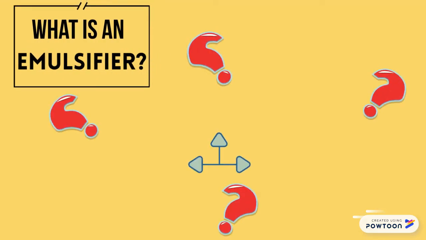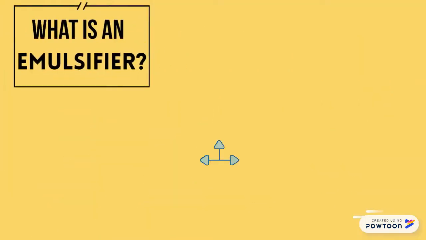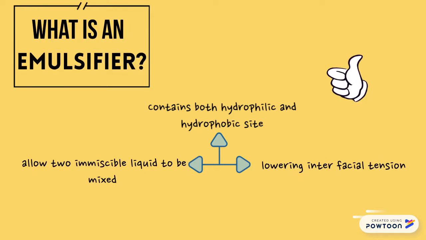We can maintain the emulsion with the help of an emulsifier. What is an emulsifier? When oil and water are mixed together by stirring, it will form an emulsion, but they will break once the stirring motion stops. An emulsifier is a surface-active agent added to adsorb to the interface and stabilize the emulsion by preventing it from separation. Emulsifier contains both hydrophilic and hydrophobic sites, which allows them to bind to both hydrophilic and hydrophobic molecules, consequently allowing the two immiscible liquids to be mixed by lowering the interfacial tension.